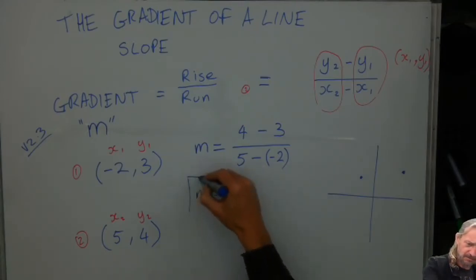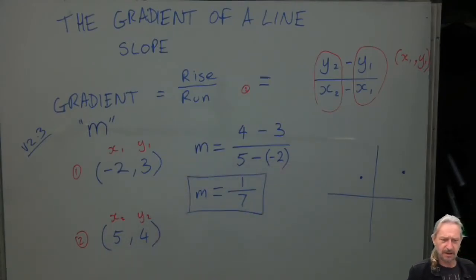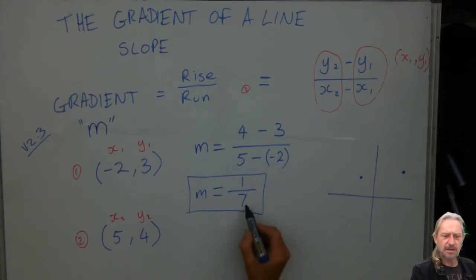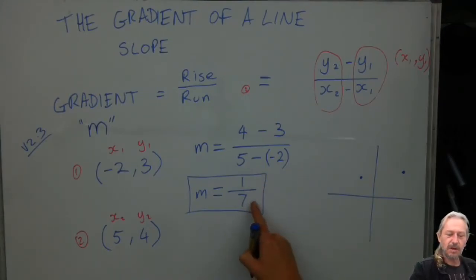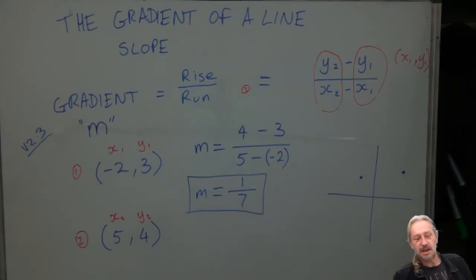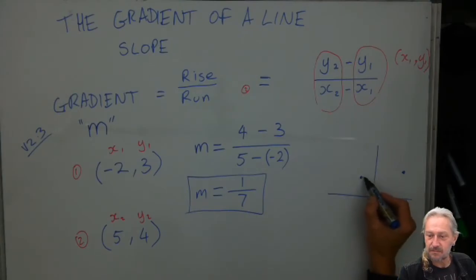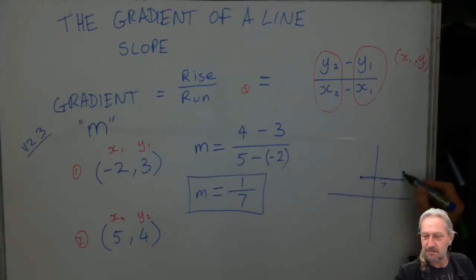I think we'll just leave it like that. So that means we need to go 7 steps in the x direction, and the line goes up 1. So essentially that distance there would be 7. That distance is 1.